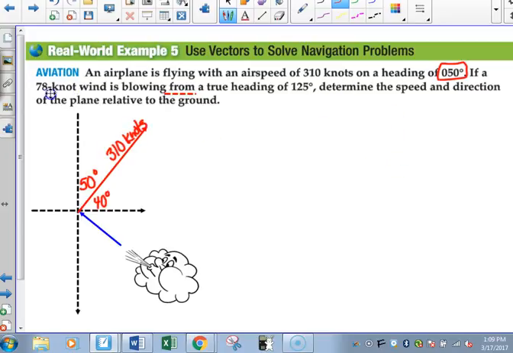All right, a 70-knot wind is blowing from a true heading of 125 degrees. Same thing off of north, worded differently just to give us a headache, okay? But it's off of north 125 degrees. The part that students struggle the most with is "from." I always draw a little picture of the wind because when it's blowing from that direction, you do not go around 125 and do this, because it's not blowing that way. It's coming from that direction, so it's actually blowing this way. Does that make sense?